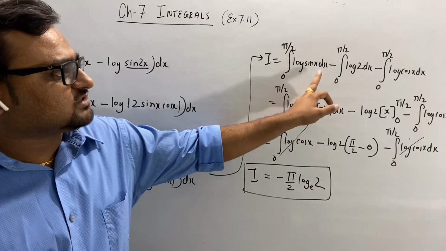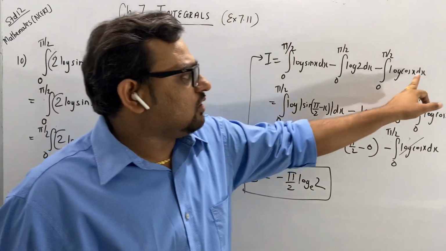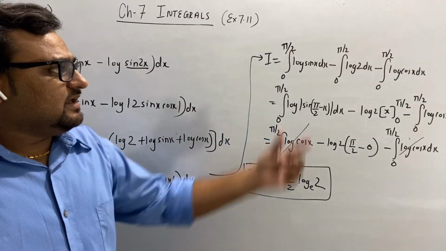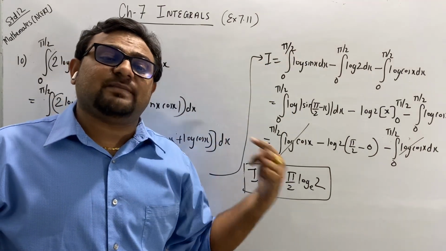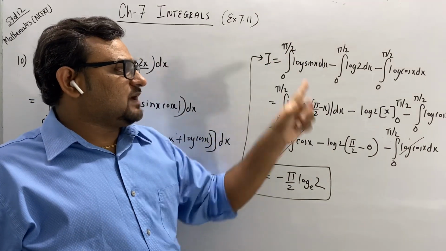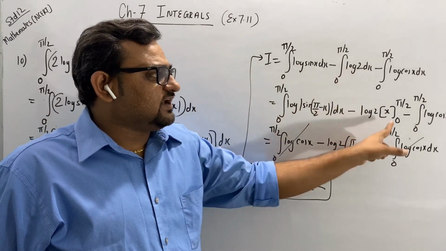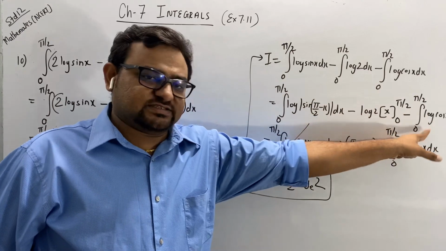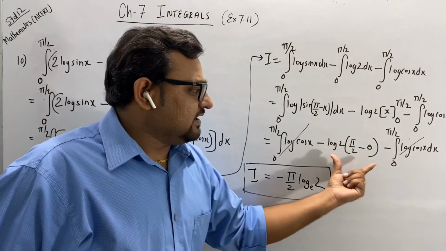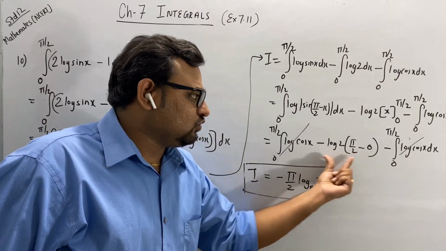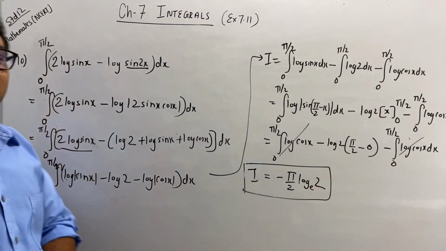The integral from 0 to pi by 2 of log sin x, of log 2, and of log cos x. Right? Here I have used the property of f of x equal to f of a plus b minus x. Right? So 0 plus pi by 2 minus x. Integrated log 2 as a constant, so integration of dx is x, and this as it is. So sin of pi by 2 minus x gives log cos x, so it gets cancelled, and we get minus pi by 2 log 2. Clear? So go through question number 10.